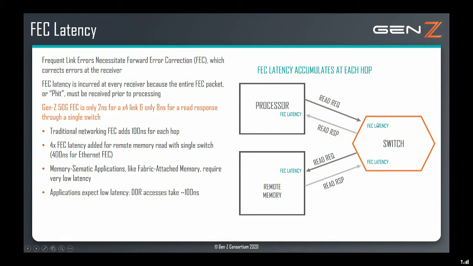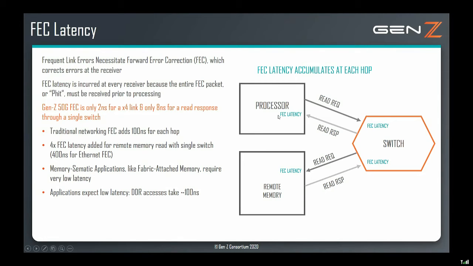the forward error correction latency is incurred at the receiver because the receiver has to wait for the entire FEC packet, or in Gen-Z we call it a FIT, which means a physical layer digit. It needs to be received before the receiver can process the data and forward that read request through the switch. That's because it has to receive all those redundant bits, determine if there was an error, correct the error, and move on. And for a read transaction, there is also a read response. So the FEC latency is incurred at every hop, and it's doubled because there's a read response. And so just for this one read transaction, the FEC latency gets multiplied 4 times.